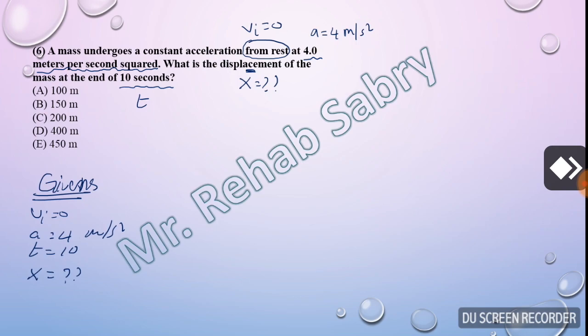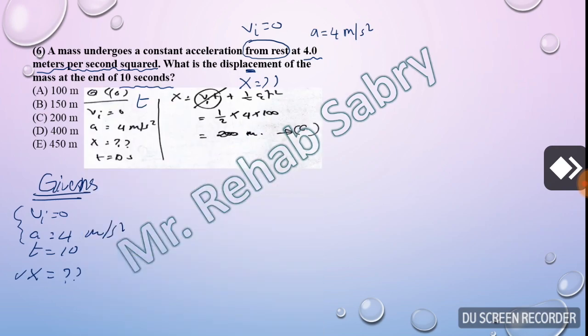The only equation that has the givens and the required together, I told you, search for the equation that has all the givens with the required. It's the third one, which is x equals Vi t plus half a t squared. Vi t is 0, so the first term is cancelled. So it will be half times 4 times 10 squared, which equals 100, so it will be 200 meters. So the answer is C.